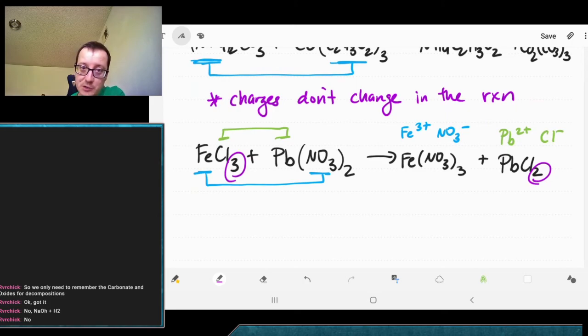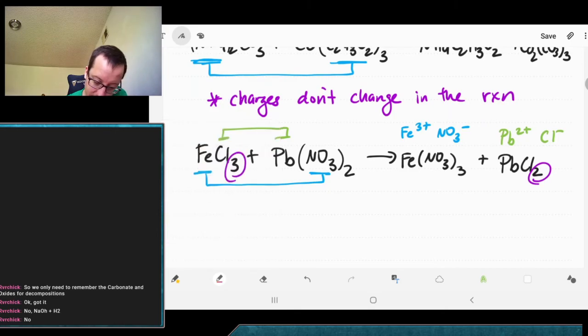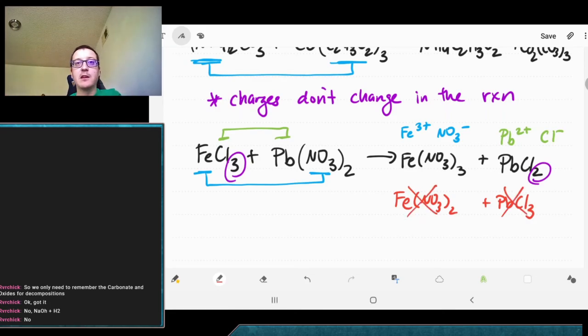We always have to charge balance. We definitely do not say, okay, let's just swap them like this. No, no, no, no, no. Always charge balance properly. All right, so we have to make sure that we look at the ions that these things are made up of. If you look at the ions things are made of, you'll always end up getting the right compounds at the end.